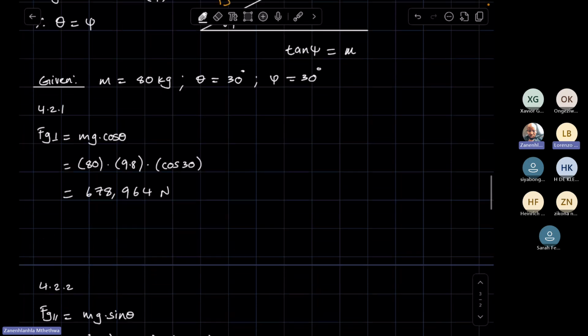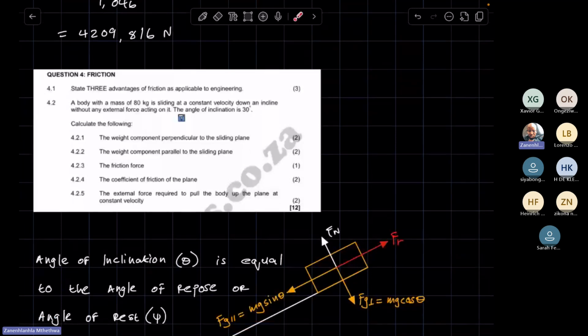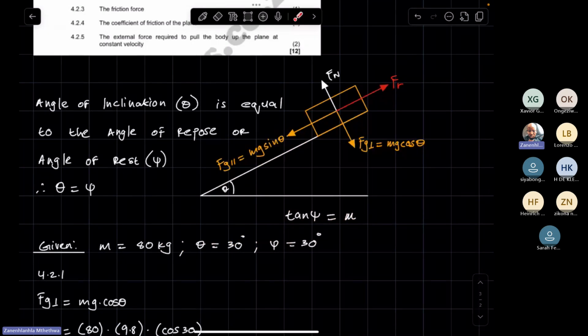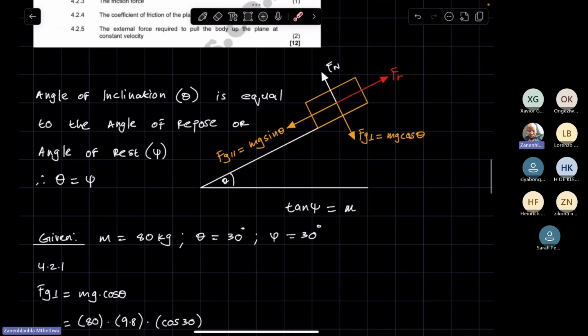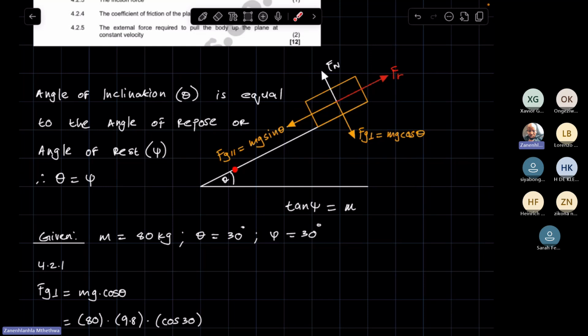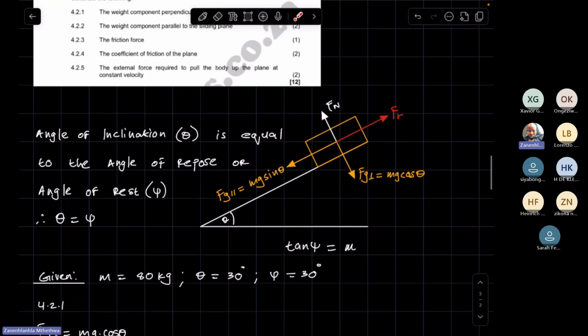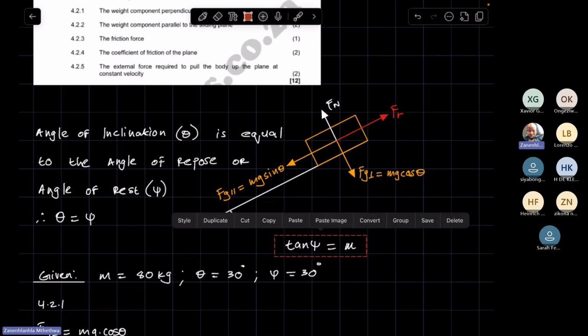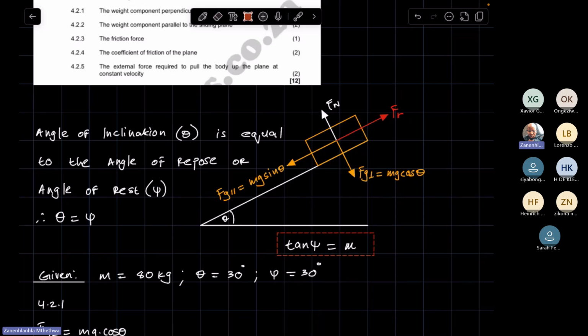No, sir. Pretty straightforward. 4.2.4 calculates the coefficient of friction of the plane. Right, like I said, in drawing your free body diagram, you establish if the angle of inclination is equal to the angle of repose. If it is, then it means we have this relationship. They want us to calculate the coefficient of friction. That's mu, right? So you can simply use this relationship there to calculate mu.